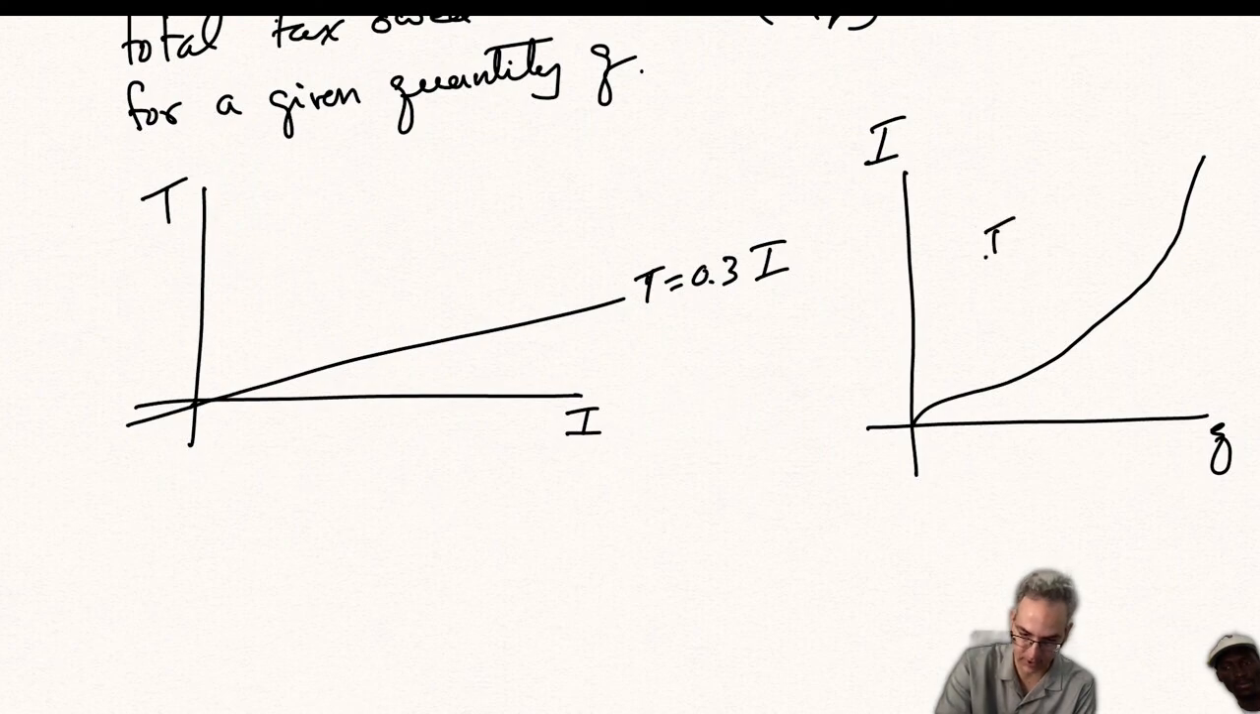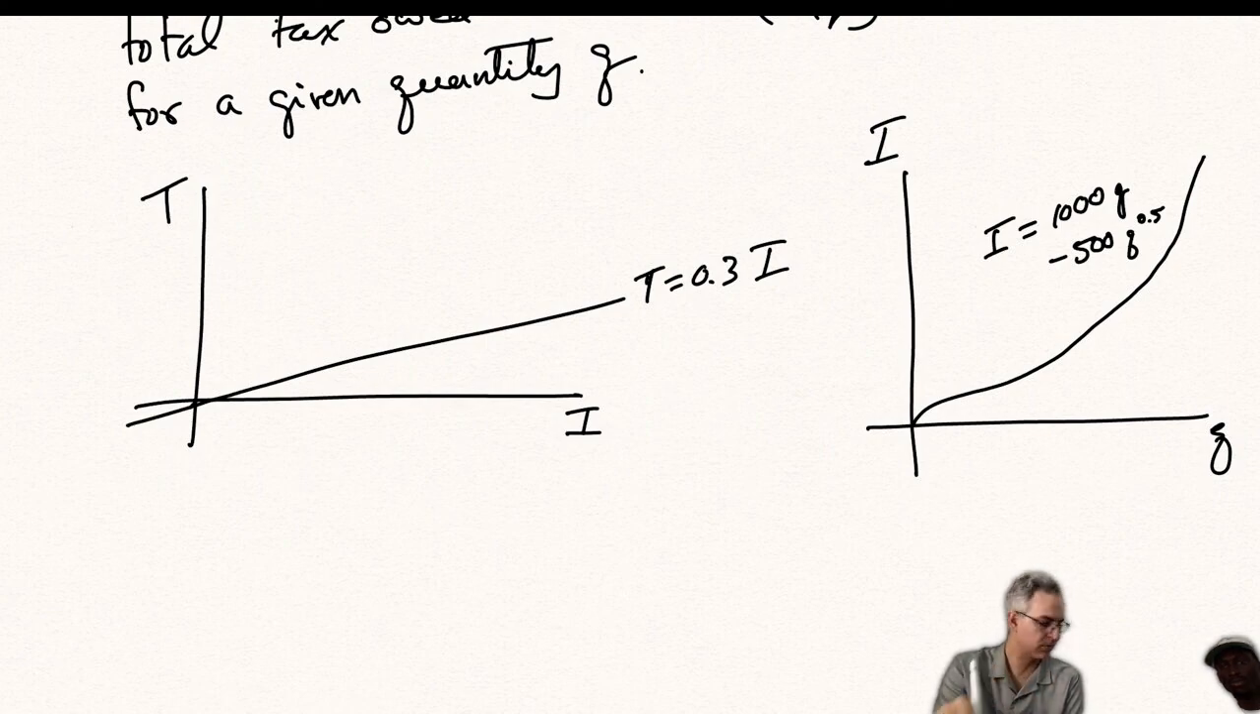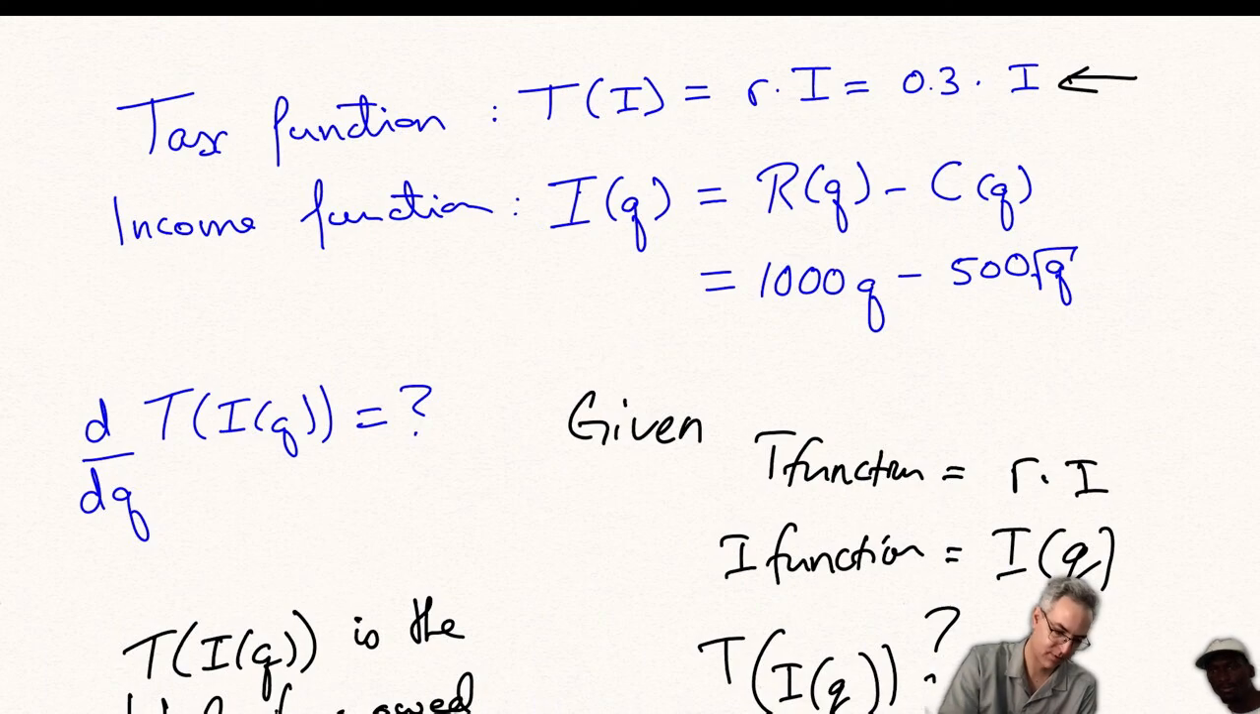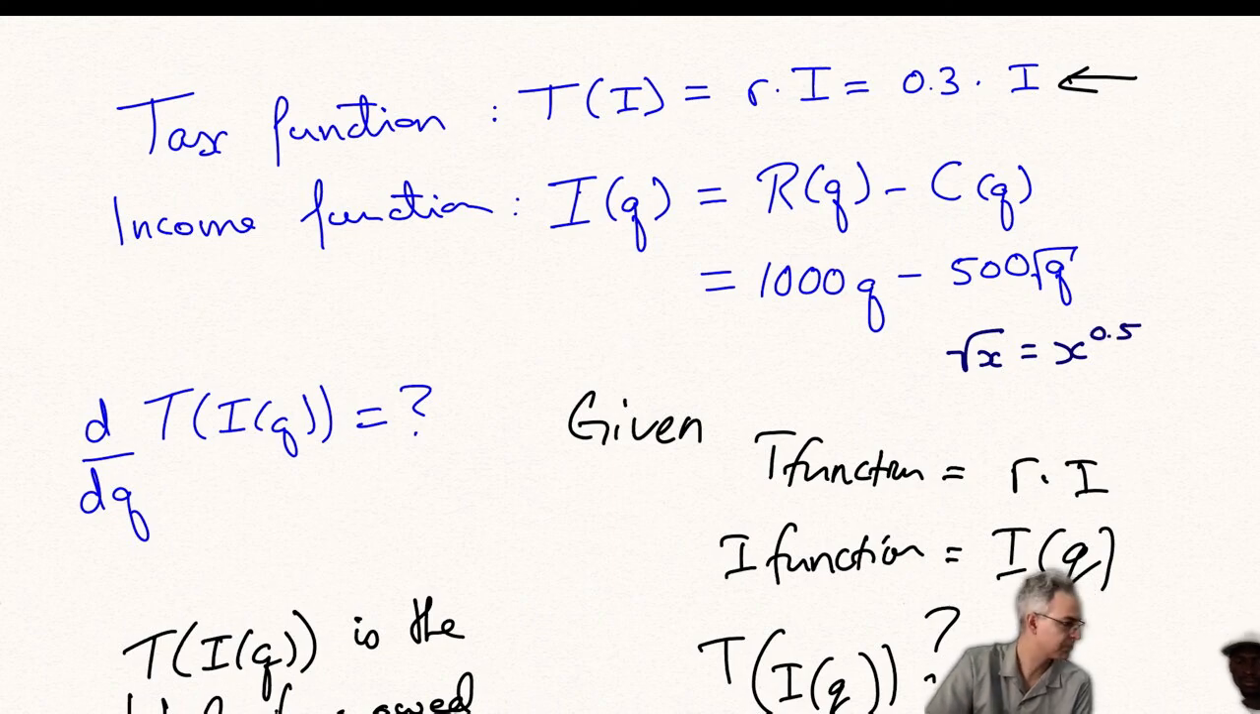So this is I equals 1000q minus 500. And I'm going to put q to the 0.5. Instead of writing square roots, we'll put to the power of 0.5. You know those are equivalent? You didn't know that? That square root of x is x to the 0.5. We can prove it very easily.